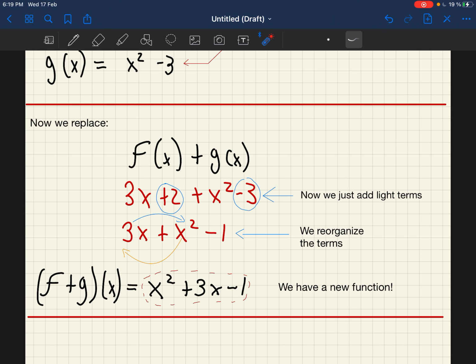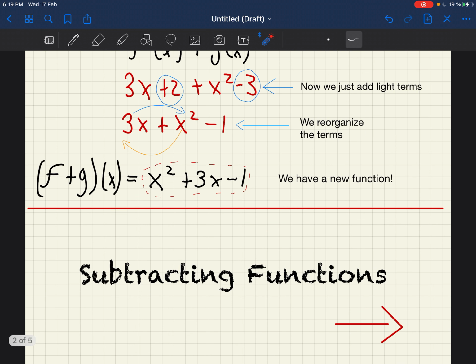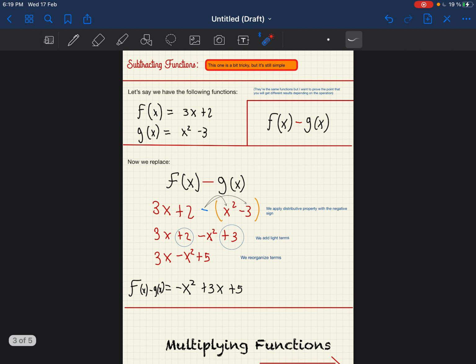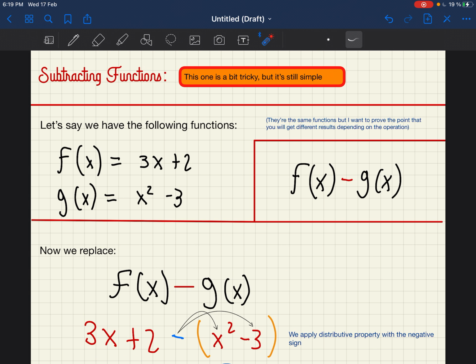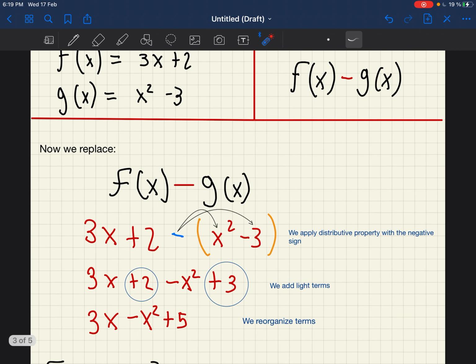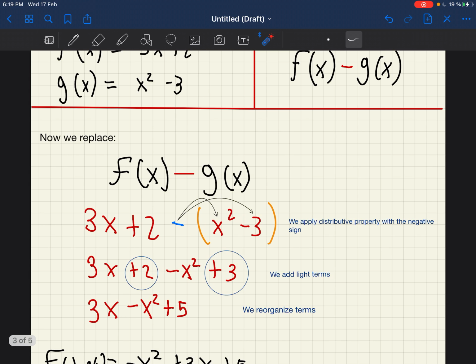Now that we have this clear, we can go ahead and start subtracting functions. This one is a bit tricky, and you will see further down the road. Now, you have the following functions, which are the same as before. And this is the formula. Now we have to replace f of x minus g of x. So we replace 3x plus 2 instead of f of x. We have a minus sign because we are subtracting.